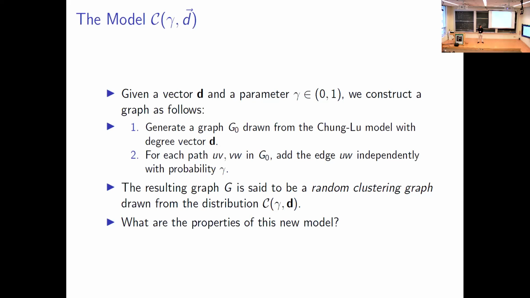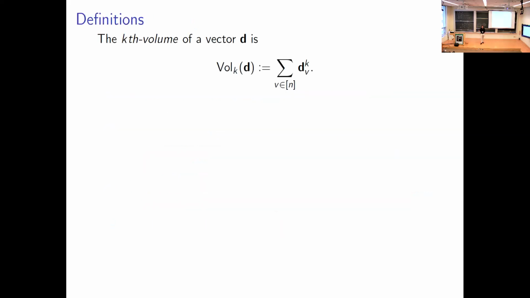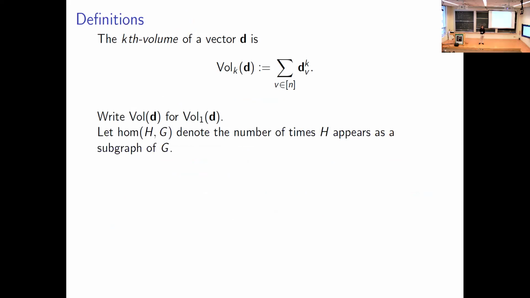Okay, so before I get into the properties, let me introduce a little bit of notation. Volume sub k of d will denote the sum of the kth powers of the entries of my vector, and I'll just write volume of d for the first volume for simplicity. Hom(H, G) will denote the number of times that a graph H appears as a subgraph of some other graph G. In particular, I'm assuming all my homomorphisms are injective and all my graphs are labeled.